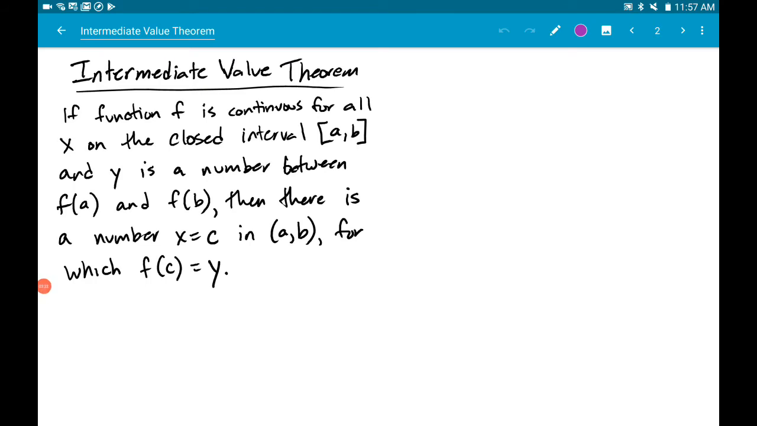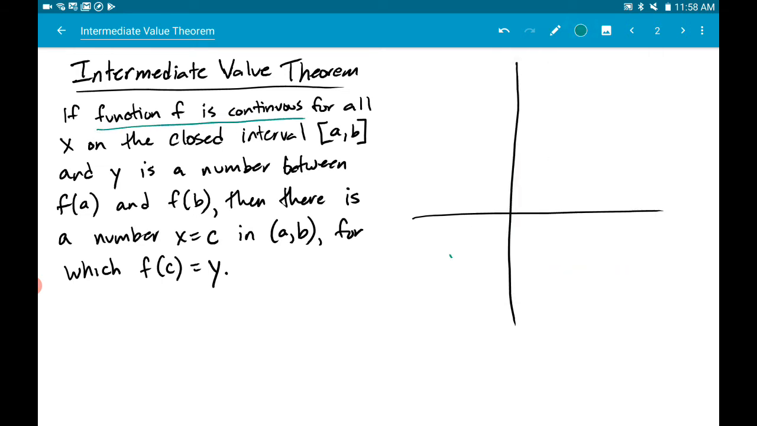So I'm going to try to draw a picture to represent this, because that can be a lot. So here is just some arbitrary graph. The first line says that the function f is continuous. So I'm just going to draw some function that I'm going to call f. It says that it's continuous for all x values, that's this axis, on the interval a to b. So let's just make up an interval. We'll say this is a and this is b. If you think about it on the graph, this value right here would be f of a, and this value right here would be f of b.